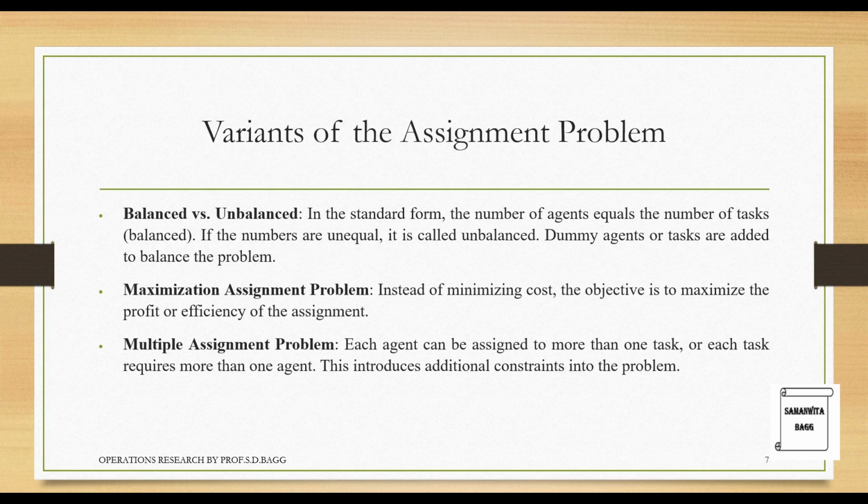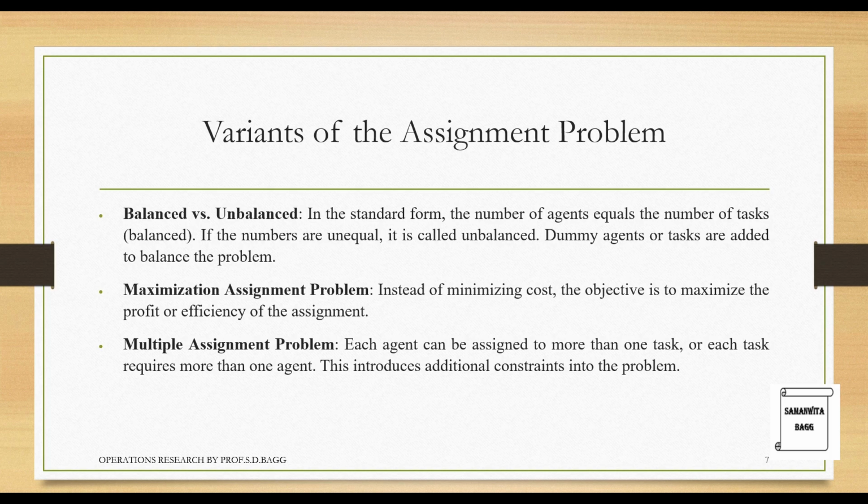In the standard form, the number of agents equals the number of tasks. This is called a balanced problem. If the numbers are unequal, it is called unbalanced. Dummy agents or tasks are added to balance the problem. So in case the number of agents is less, or if the tasks are fewer as compared to the other, what we need to do is add a dummy row or a dummy column. So that will help balance the problem.